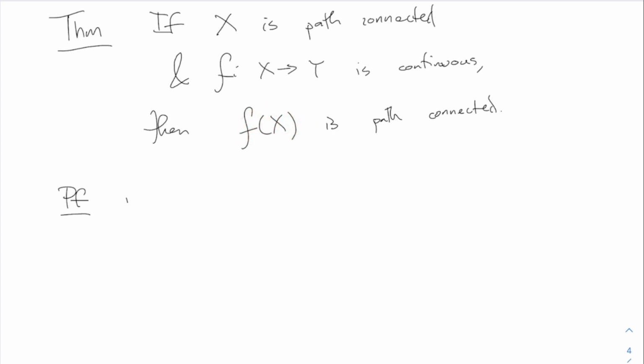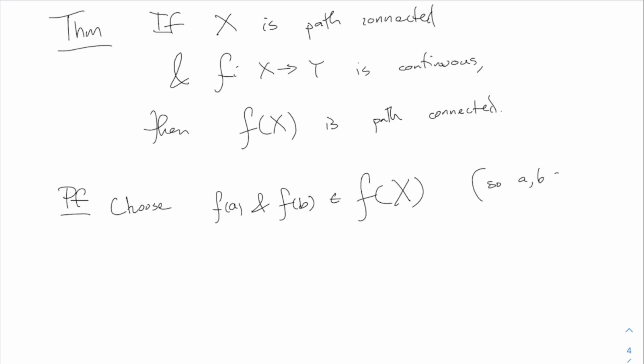Now, you could call them A and B or X and Y, but since there are two points in f of big X, I can choose them to be, like she said, f of little x and f of little y. So I'm going to call them A and B just so I don't confuse them with the big X and the big Y. f of A and f of B in f of X. So that means A and B are in the domain, right?